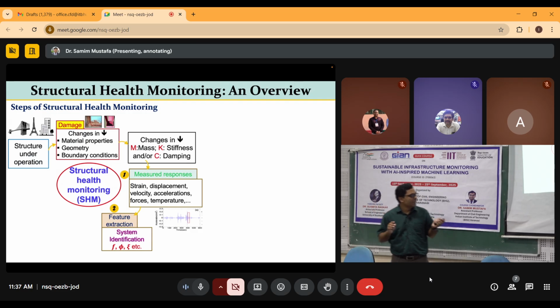Not only this, but you can also directly correlate the measured response. Suppose you are measuring a response from a healthy structure; the so-called healthy is not known to you, it could be unhealthy also, okay.